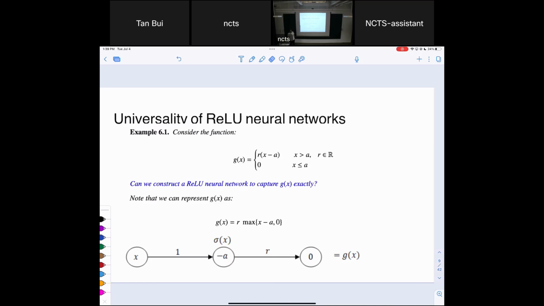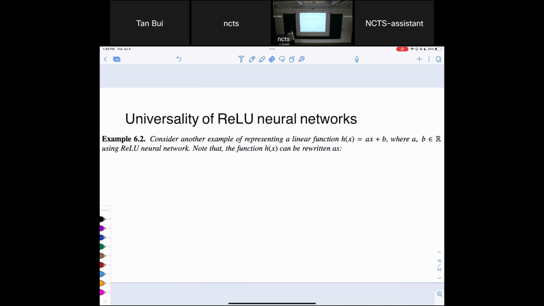Okay, now I'm asking you a more interesting question. How about a hyperplane, or just a linear function? The linear function is a special case of piecewise linear, right? So we should be able to represent the linear function exactly using ReLU. This is just a warm up for you. Can you do that? And the answer is yes.